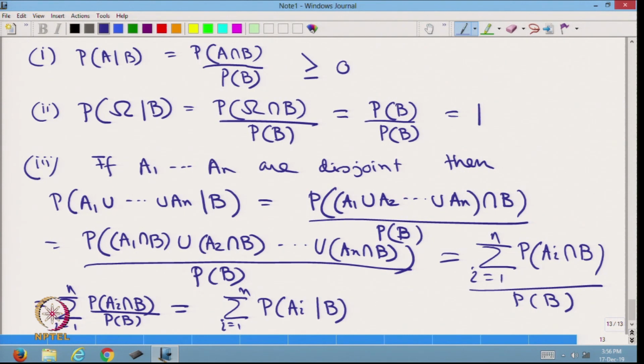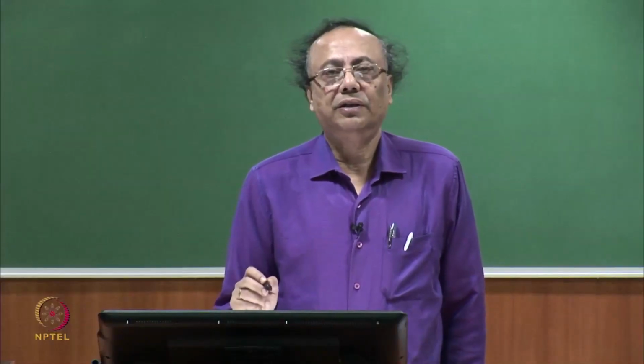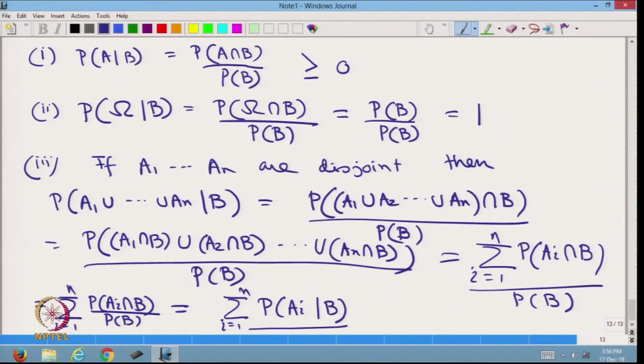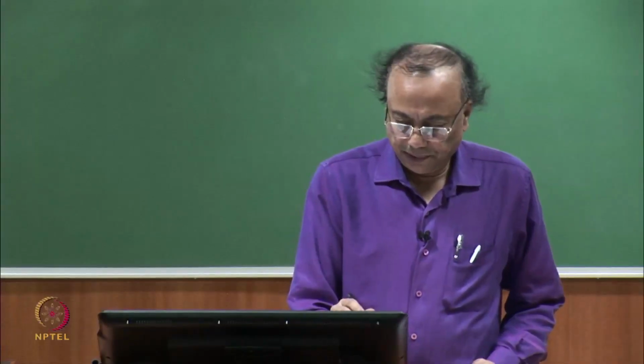That is, if A1, A2, ..., An are disjoint, then this conditional probability is the sum of their conditional probabilities. Therefore, we see that all three axioms of probability hold here. Therefore, conditional probability also gives us a probability measure. So, let us look at it pictorially.